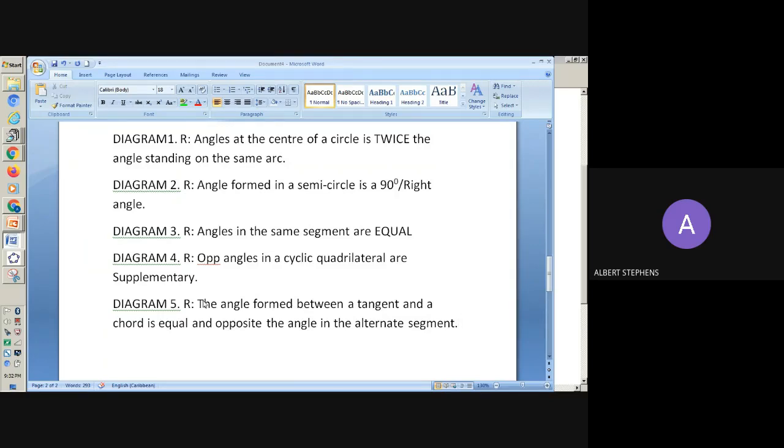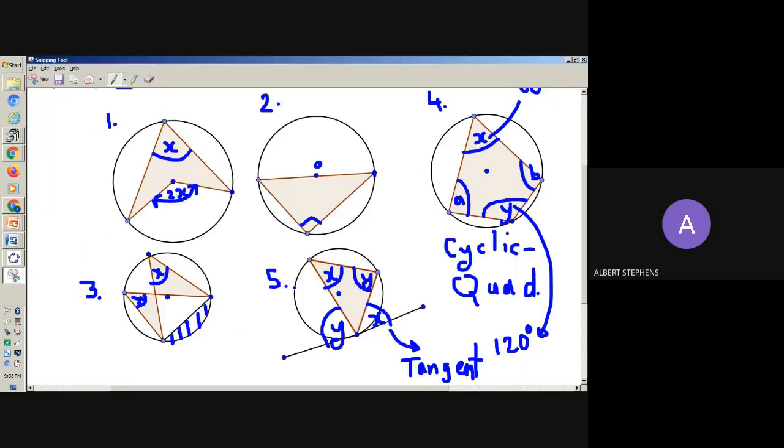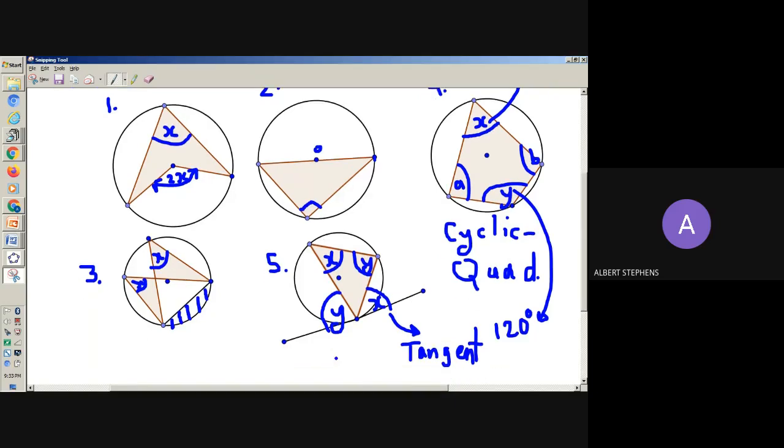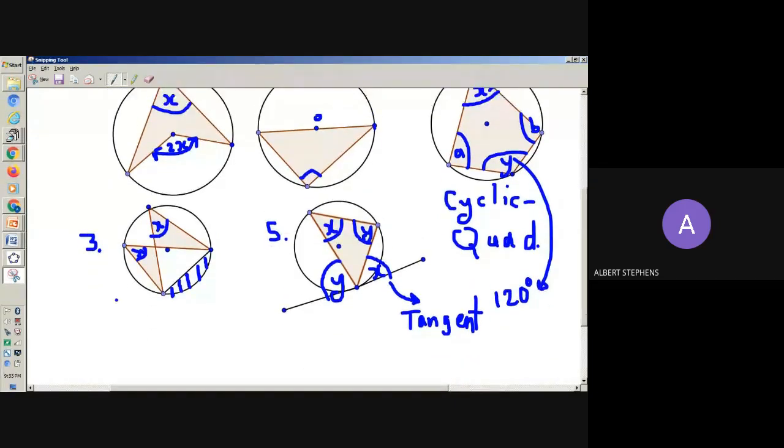All right. So this would have been the tangent and this would have been the chord. So the angle formed between the tangent and the chord is equal and opposite the angle in the alternate segment, which is on the inside here. So that's what it's saying. Let me see if I can do the other two.